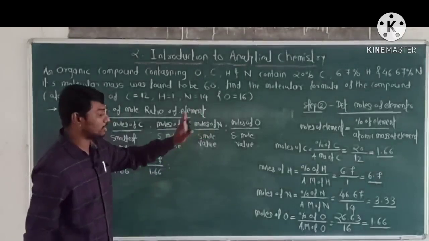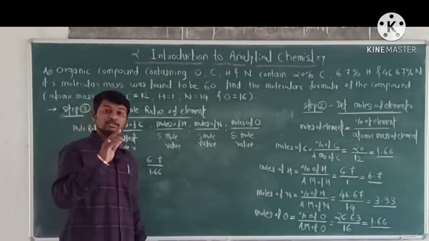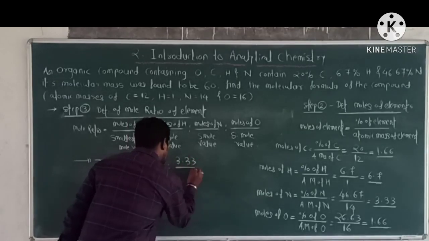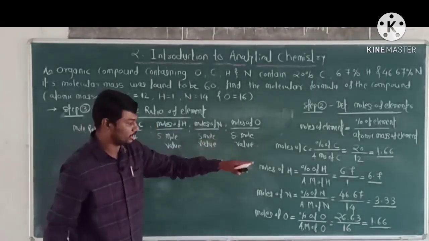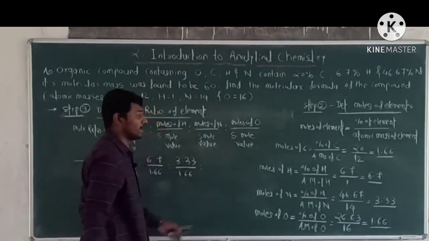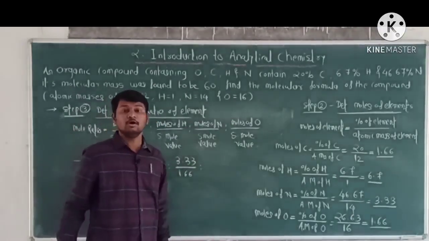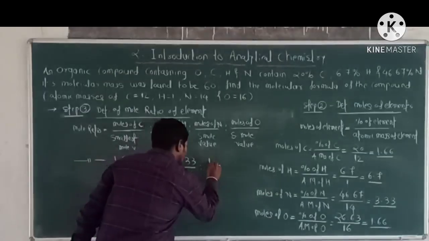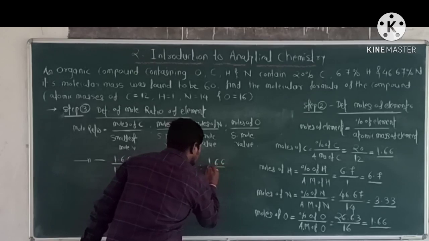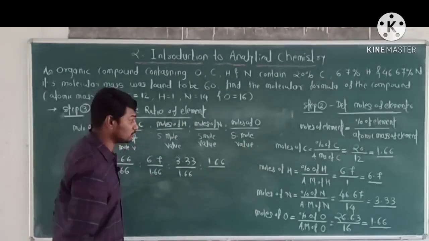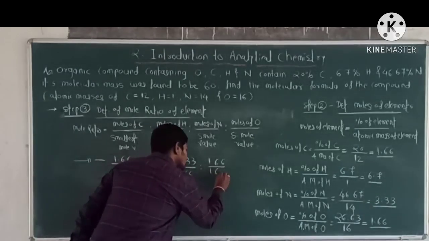Next, moles of nitrogen. The moles of nitrogen is 3.33, divided by the smallest mole value, that is 1.66. And last, moles of oxygen. The moles of oxygen is 1.66, divided by the smallest mole value. The smallest mole value is 1.66.